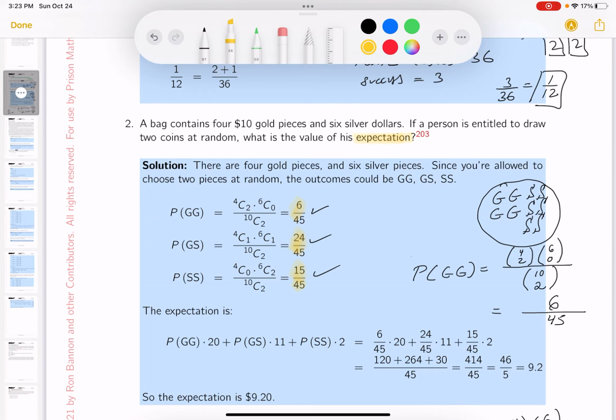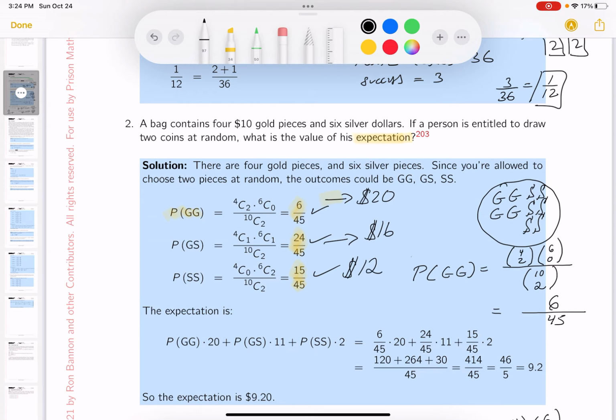But they're not asking that. What they're asking for is, what's your expectation? How much money are you going to make? Well, 6 times out of 45, this guy over here, you're getting 2 gold coins. What are 2 gold coins worth? Well, they're worth $10 each. So 6 times out of 45, you're going to be making 20 bucks. And we'll talk about expectation later. Gold, silver, what are you going to be making? Well, gold, silver would be 10 and 6, $16. Now, if you're just getting the silver coins, that's worth $12.